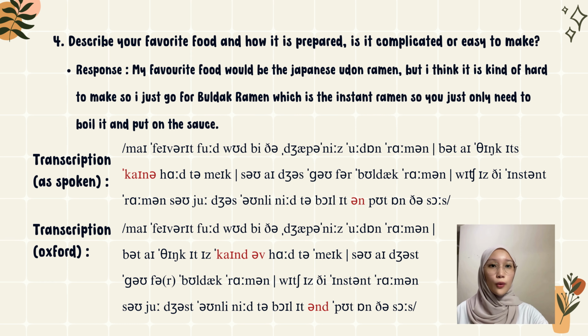For the fourth question, the participant was asked to describe their favorite food and how it is prepared. This is how the participant responded to the question. My favorite food would be the Japanese udon ramen, but I think it's kind of hard to make, so I'll just go for bullet ramen, which is the instant ramen. So you just only need to boil it and put on the sauce, and it's up.